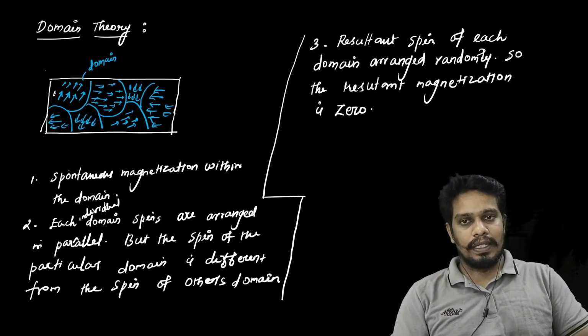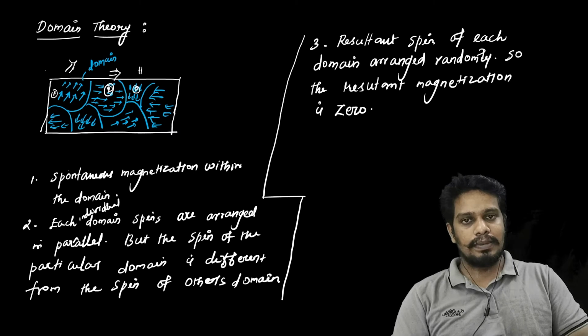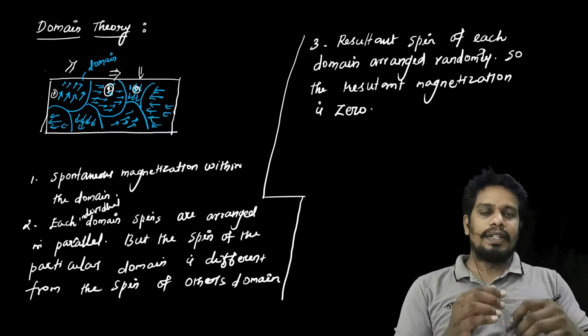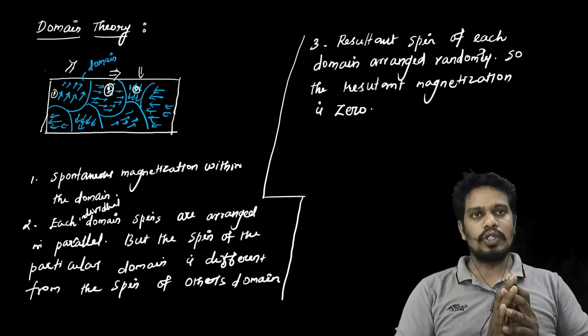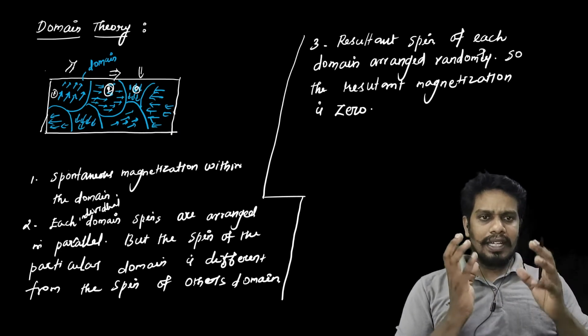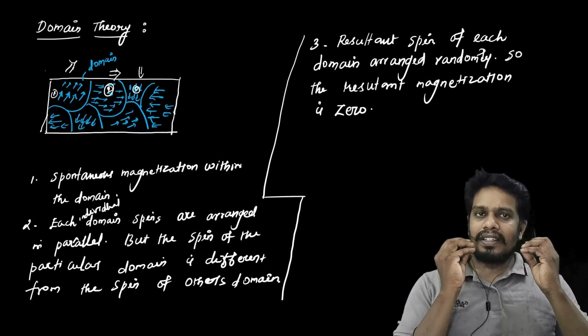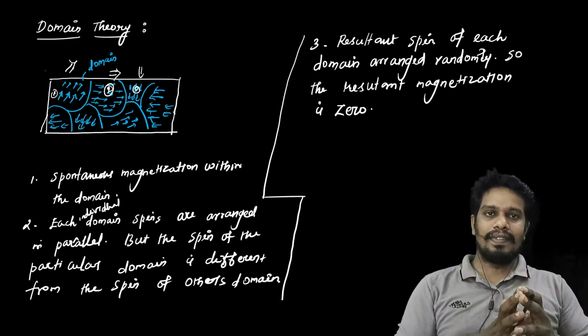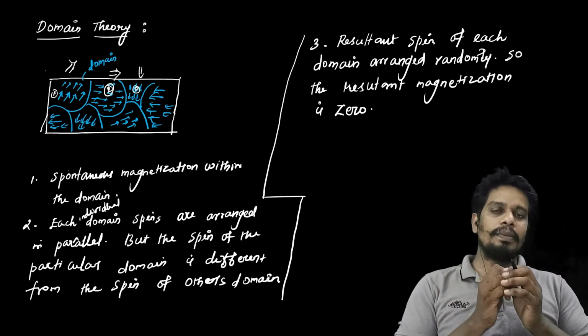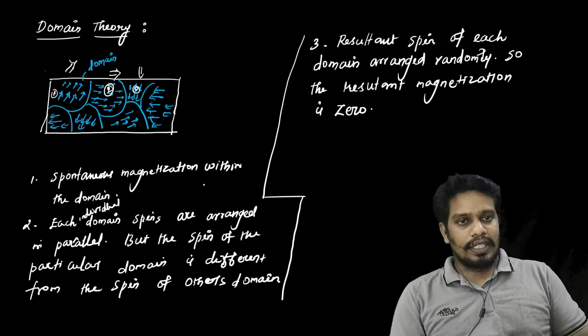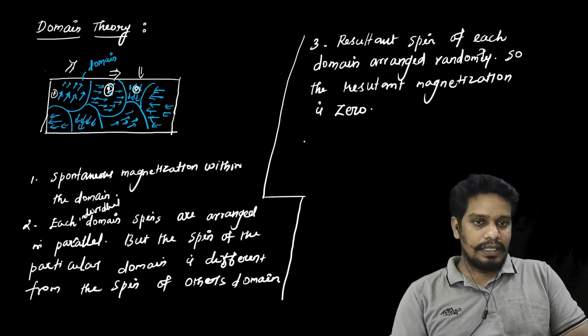Because if you look at the first domain, the resultant spin is in this direction. If you look at the second domain, the resultant spins are in this direction. If you look at the third domain, the resultant spins are in the downward direction. So if you sum up all the domain spins, the resultant spin goes to zero. Hence, when we are not applying any external magnetic field, the net magnetization in the ferromagnetic material is zero. That's what the third point is conveying to us.